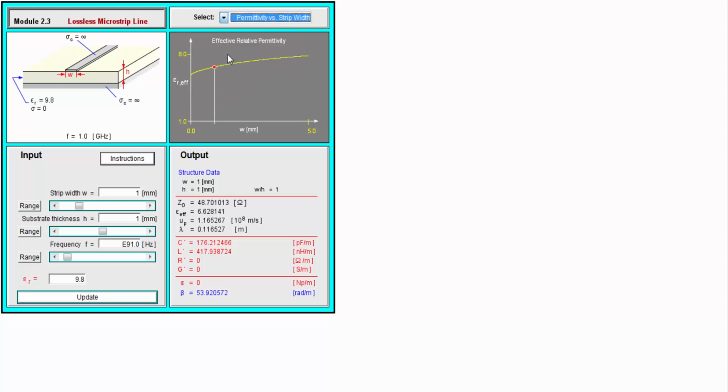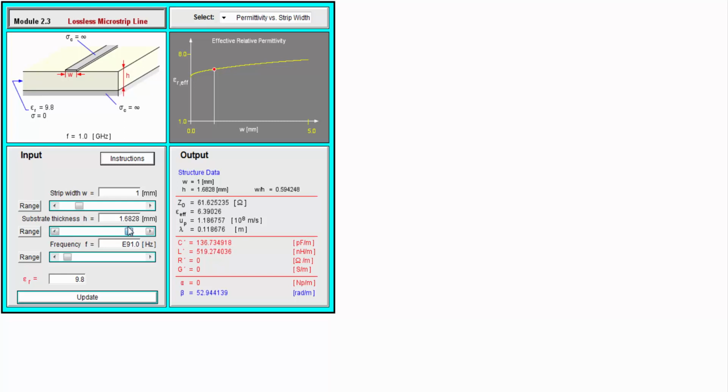And also this is the variation with the width of the line, so it's also a little bit slower than the other parameters. Okay, so now for example, if we change the height of the dielectric material, let's see the height of the dielectric material. The effective permittivity increases very slowly when the height is decreased.